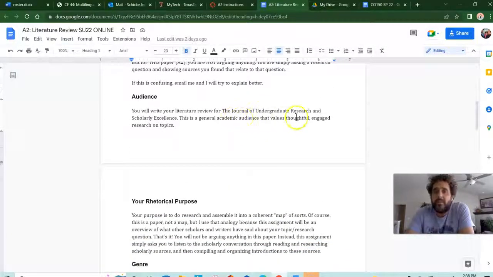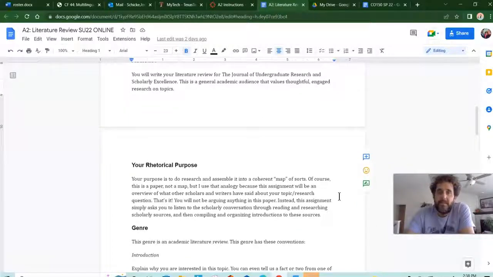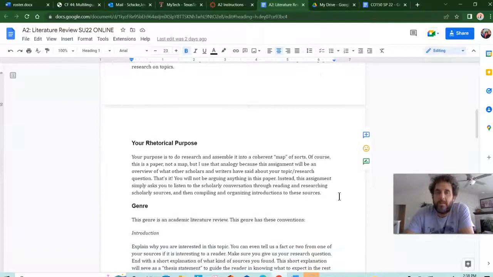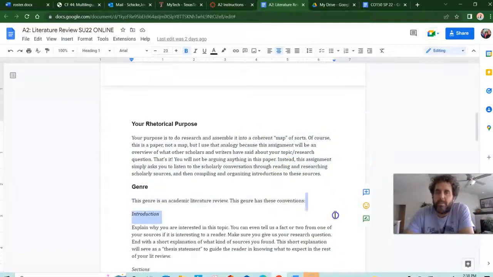Your audience is the Journal of Undergraduate Research and Scholarly Excellence. I made that your audience because it's an interested academic audience that's engaged in the world of ideas and thoughtful research. So it's just kind of a general academic audience. Your purpose is to kind of make a map. Of course, it's a paper, not a map, but that analogy helps you see that what I want you to do is kind of show what other people have said about your research question. You're not arguing anything. You're just showing what people have said.